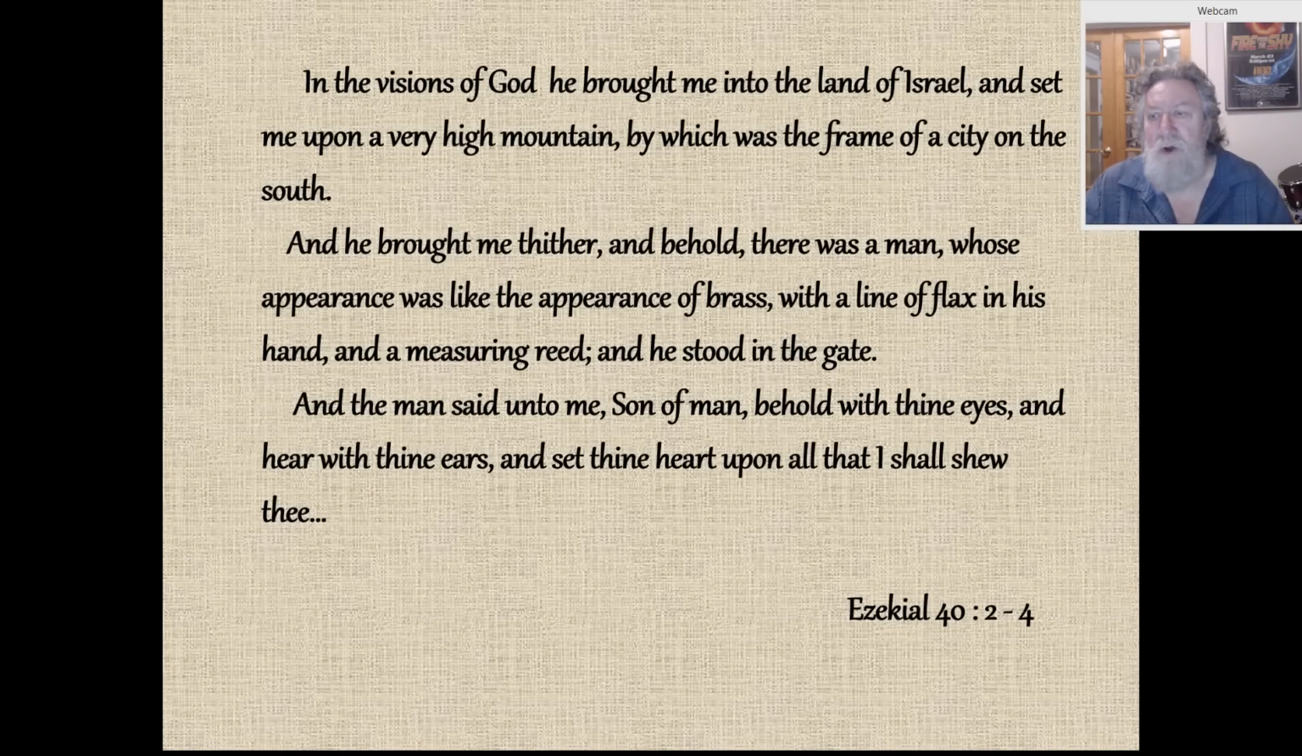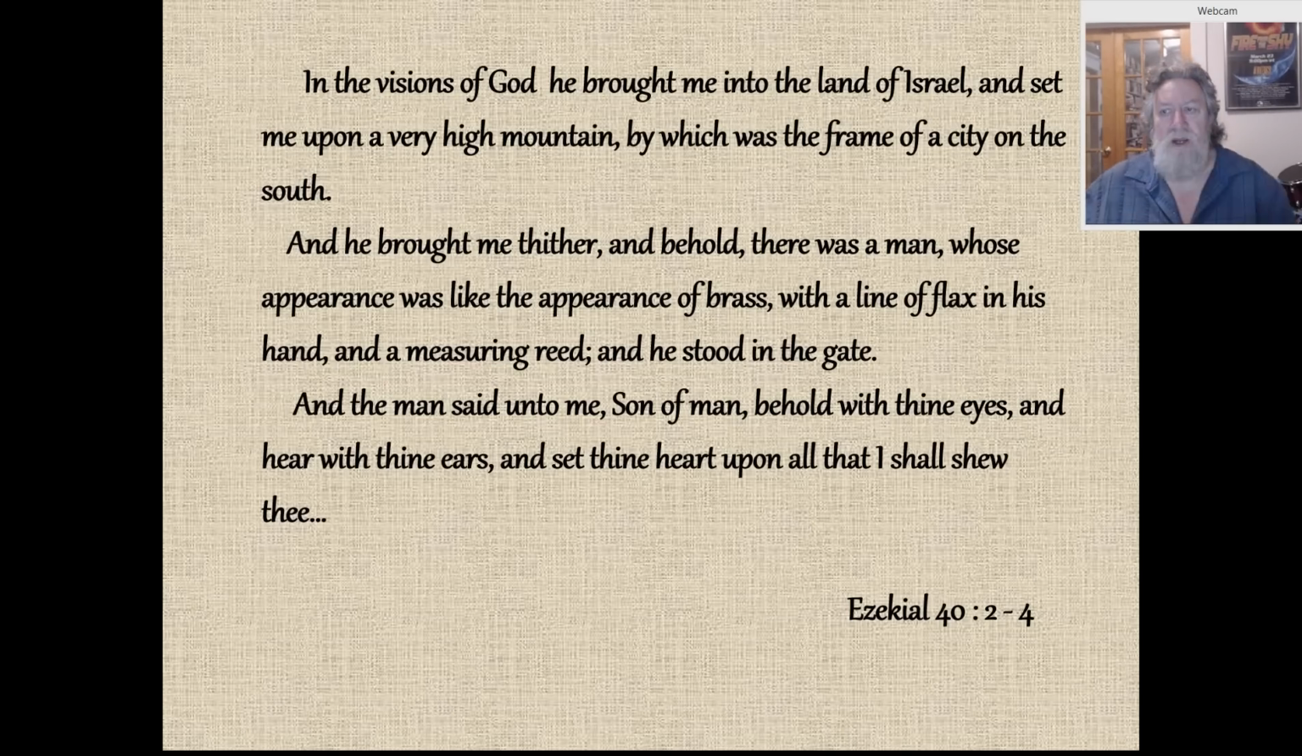In Ezekiel, the Old Testament prophet, he says, "In the visions of God, he brought me into the land of Israel, and set me upon a very high mountain, by which was the frame of a city on the south. And he brought me thither, and behold, there was a man whose appearance was like the appearance of brass, with a line of flax in his hand and a measuring reed. And he stood in the gate. And the man said unto me, Son of man, behold with thine eyes, and hear with thine ears, and set thine heart upon all that I shall show thee."